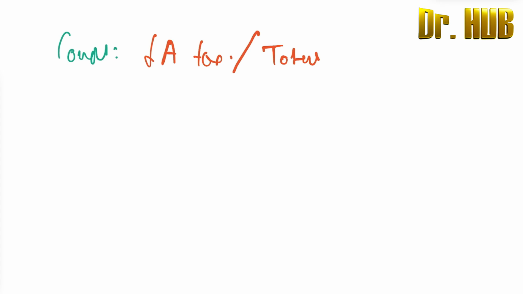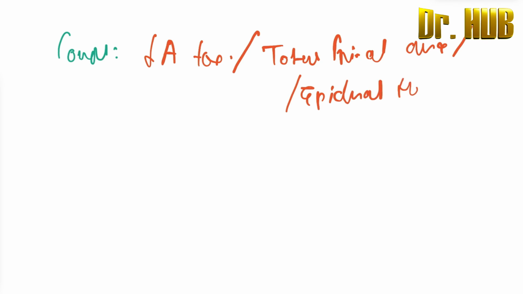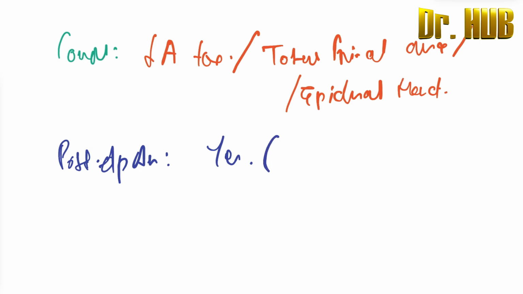Let's look at the complications of the epidural. These include local anesthetic toxicity, total spinal anesthesia, as well as epidural hematoma. Next, what about post-operative analgesia? The answer is yes, with the epidural infusion through the catheter.